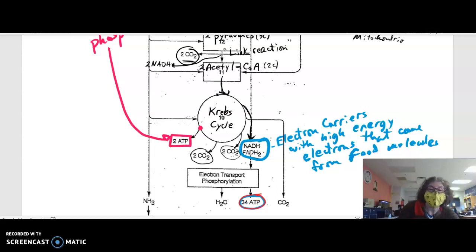And this is not substrate level phosphorylation. This is called oxidative phosphorylation.